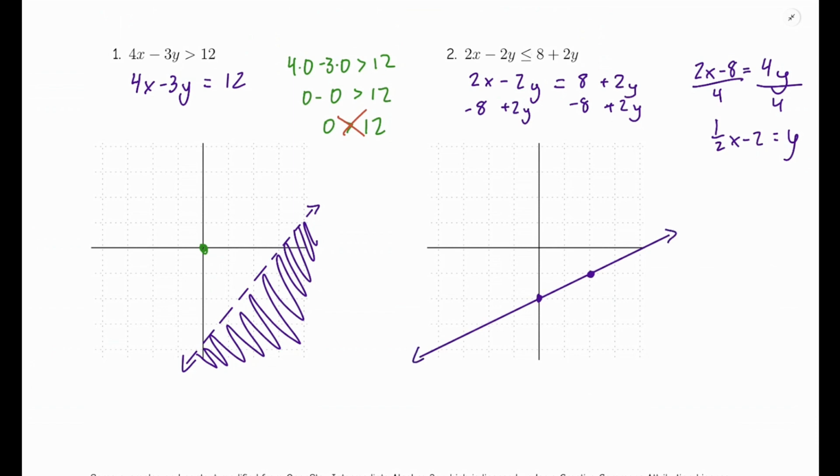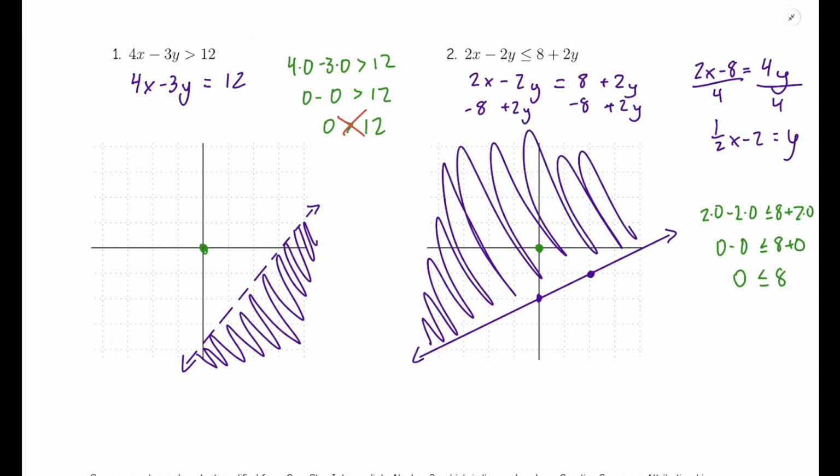There is an or equal to part, so my line is solid. I can choose (0, 0) again. So 2 times 0 minus 2 times 0 less than or equal to 8 plus 2 times 0. 0 minus 0 less than or equal to 8 plus 0. 0 less than or equal to 8. That is true. So I shade on the same side. And that is how you graph linear inequalities with two variables.